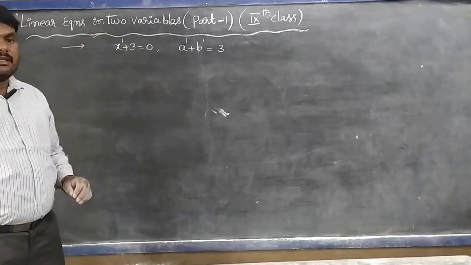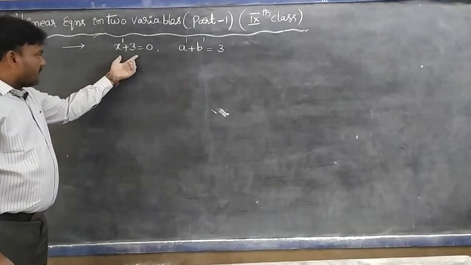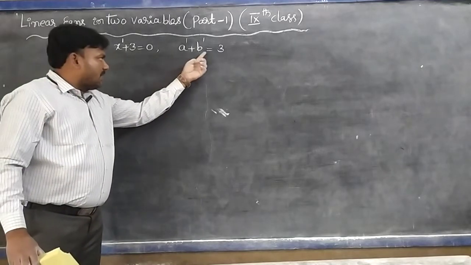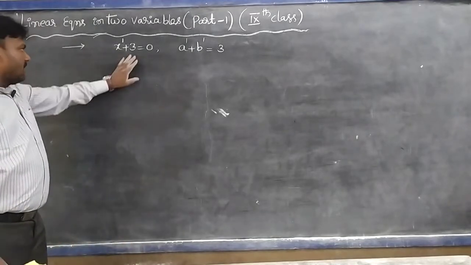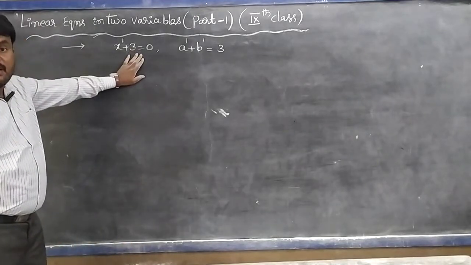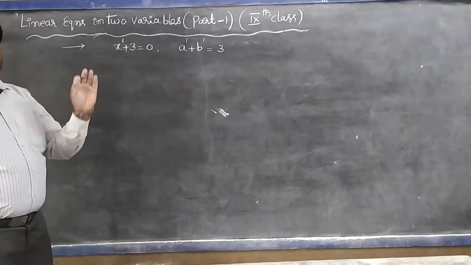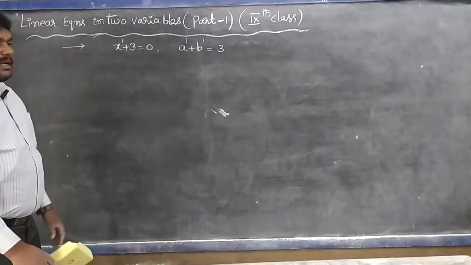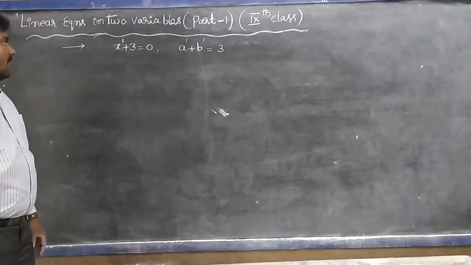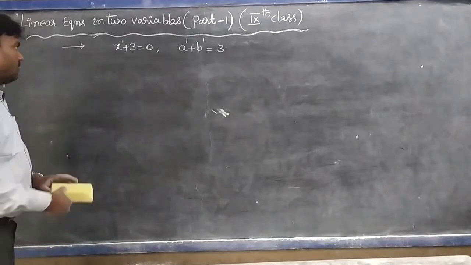Linear equation. Right. So x plus 3 equal to 0, is it a linear equation in one variable, and a plus b equal to 3, is it a linear equation in one variable? Yes. Observe here, the first one is a linear equation in one variable. So how to define it? A linear equation having only one variable is called a linear equation in one variable.